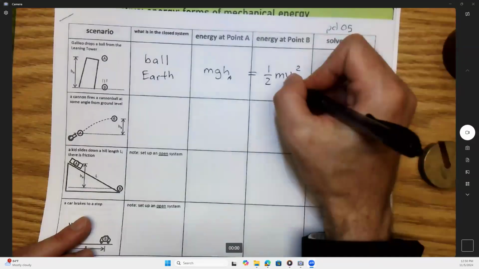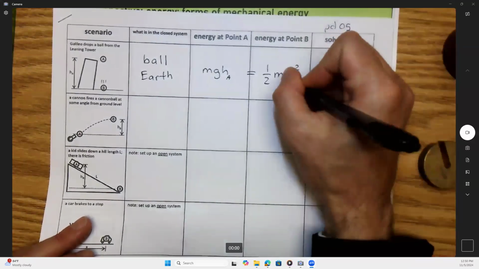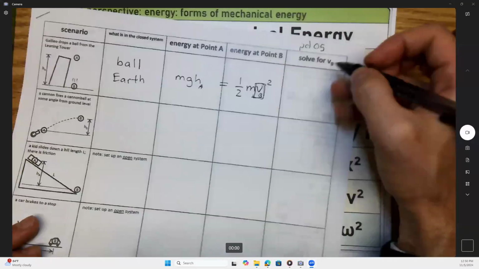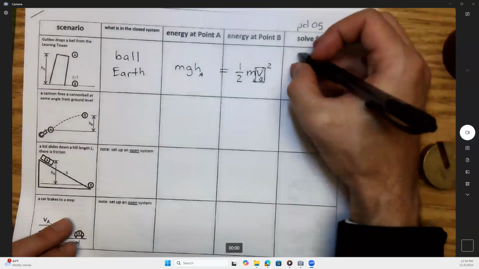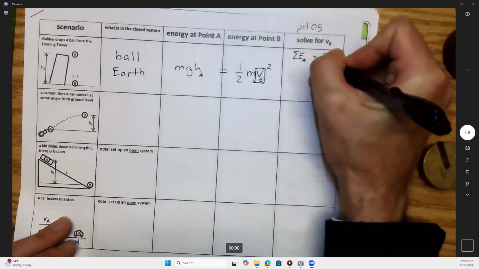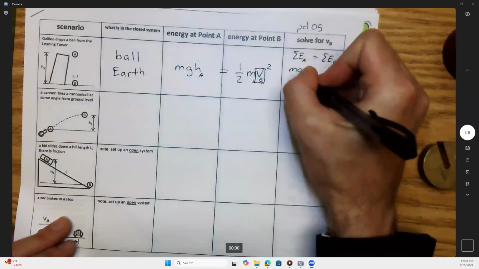So let's say, well, here, I have the question right here. Solve for speed at point B. So let's solve for this speed right here. I'll do the whole process here, which is what you have in your notes from yesterday anyway. Sum of energy at point A equals sum of energy at point B. Well, the energy at point A, there's only one type of energy, mgh.